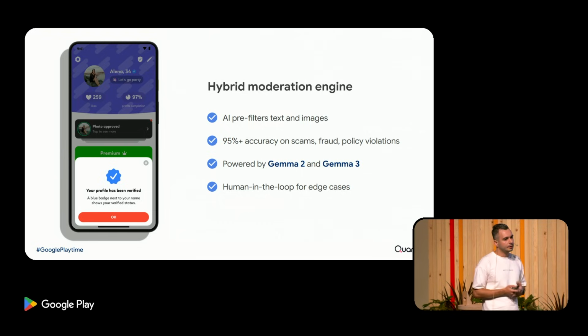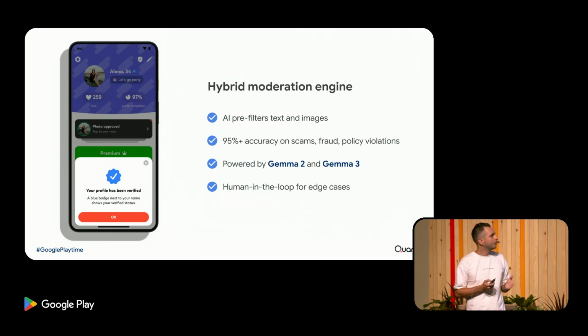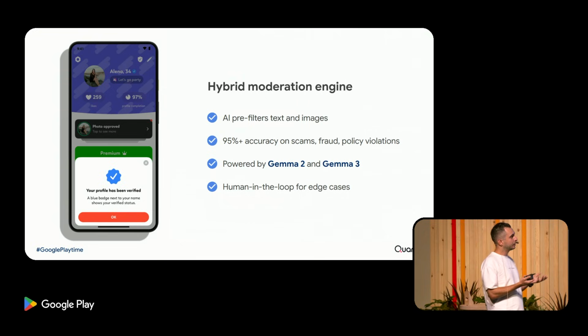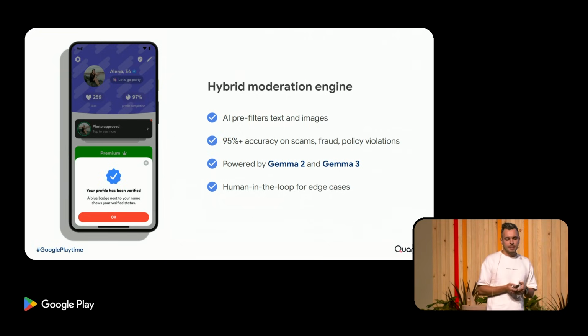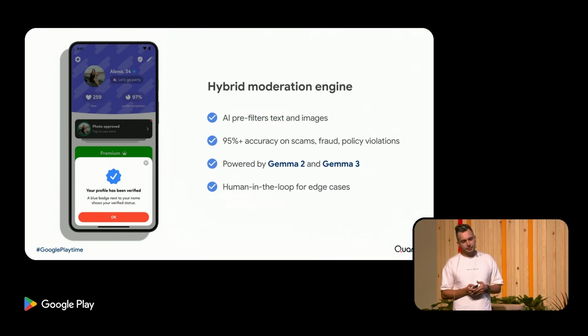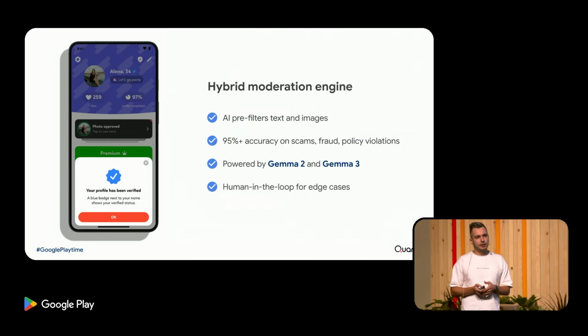The second solution which I'll present is about moderation. As you remember, we had tons of text data and photo data which users upload to our applications. And we built a hybrid moderation engine which pre-filters text and images and catches scams, fraud, and policy breaks with accuracy of more than 95%, but humans are still in the loop. Automation handles most of the cases, but reviewers check edge cases and sensitive calls.